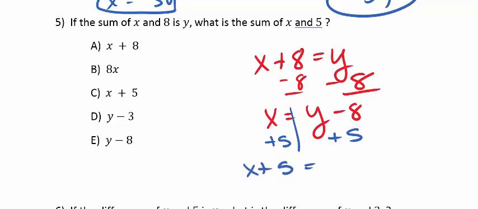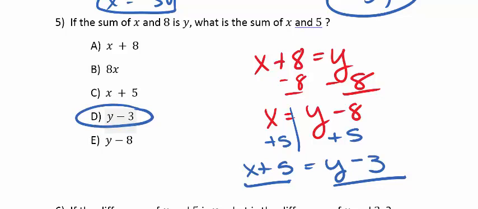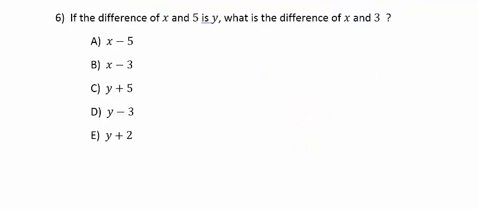So we'll have x plus 5 is going to equal y, and then negative 8 plus 5 is going to be minus 3. So x plus 5 is going to equal y minus 3, so our choice is D.